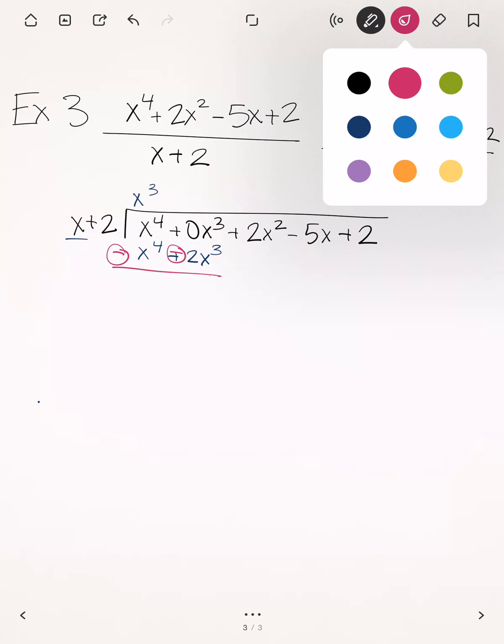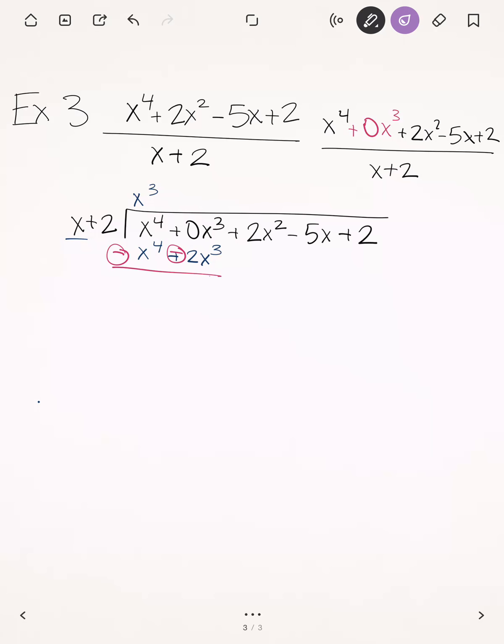So if I look, my x to the 4th minus x to the 4th cancels out. 0x cubed minus 2x cubed is a negative 2x cubed. Bring down my next term, plus 2x squared.